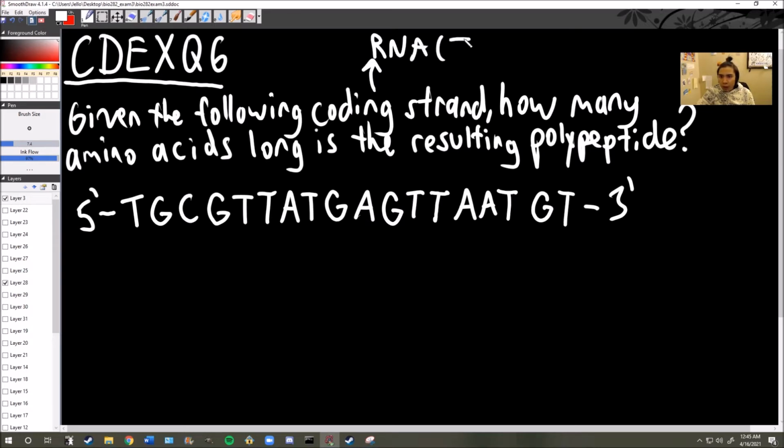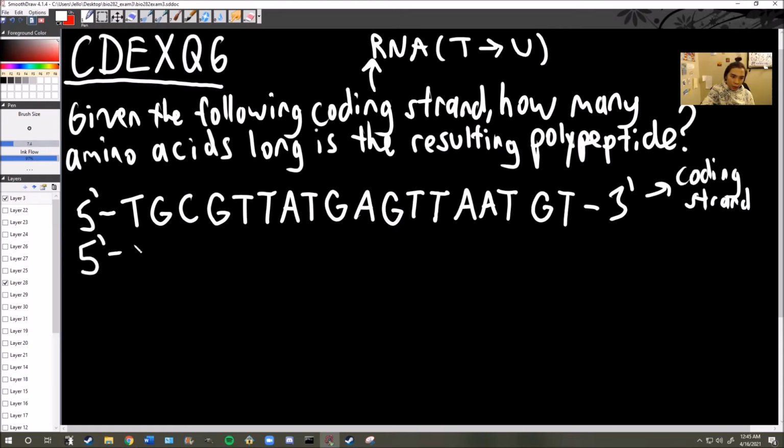and all we have to do is replace its thymines with uracils. So let's do that right now. And we don't have to change the direction or anything like that. Literally the exact same direction, everything is the same, but you replace the thymines with uracils. So do.